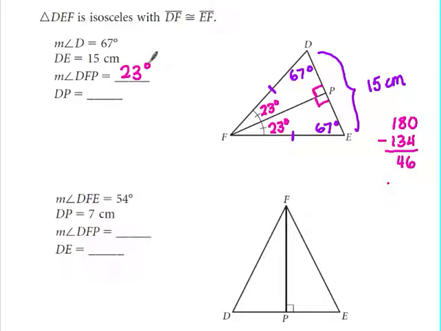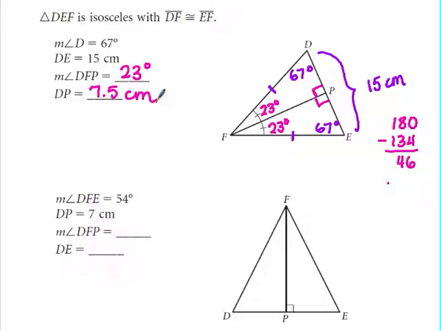Now we need to figure out what segment DP is. Yeah, 15 divided by 2, because that's my whole segment. I'm cutting it into 2 parts. I know P is the midpoint. We just looked at that. Okay, so 15 divided by 2 is 7.5 centimeters.